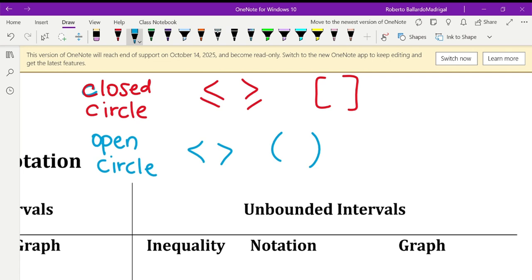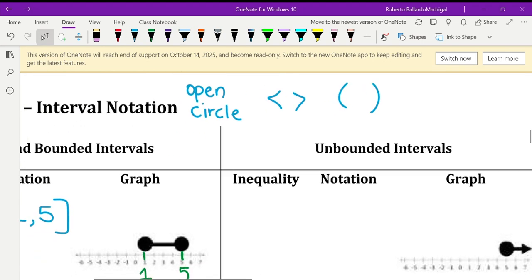Okay. All right, are you guys done writing these down? Perfect.